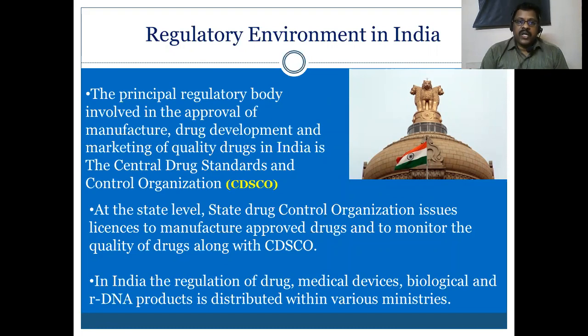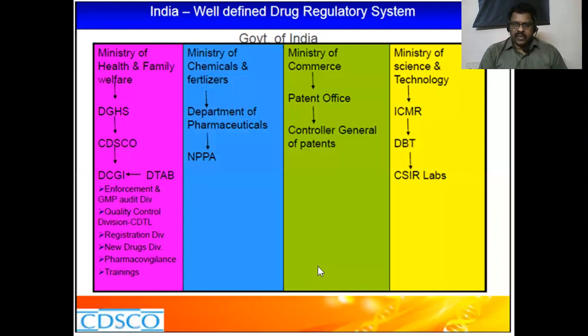The principal regulatory body involved in the approval of manufacture, drug development, and marketing of quality drugs in India is called the Central Drugs Standard Control Organization, CDSCO. They are the principal regulatory body. Sometimes we say the regulatory body is DCGI, Drug Controller General of India, because DCGI is the functional body under CDSCO. They directly control the regulatory guidelines, approval, import, and export of medicines.